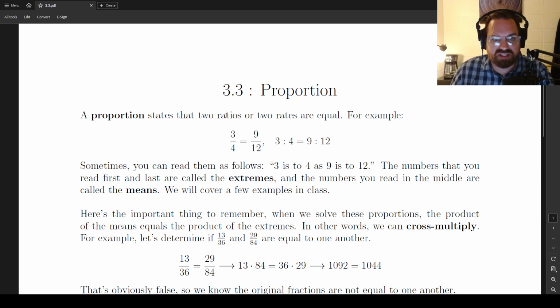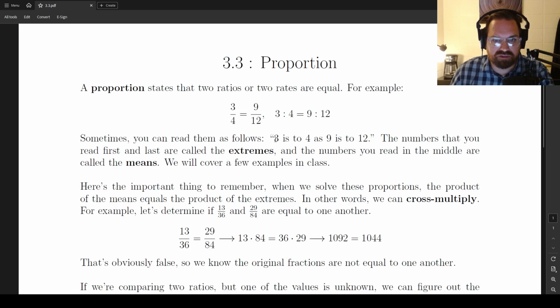A proportion says that two ratios or two rates are equal to one another. For example, we have in this instance 3/4 is equal to 9/12, right? And so you can read them like a sentence: 3:4 as 9:12.